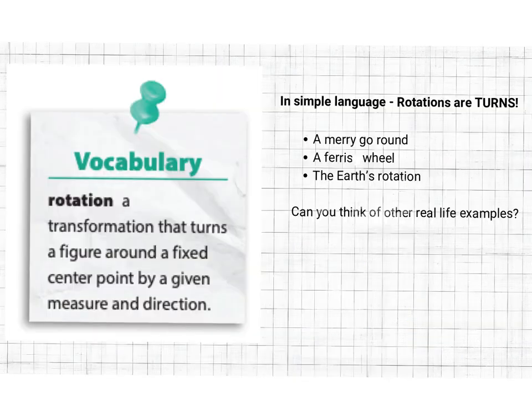So remembering our vocabulary, a rotation is a transformation that turns the figure around a fixed point. So that fixed point for us is going to be the origin. In simple language, a rotation is a turn. And we saw that when we practiced with the paper in class.